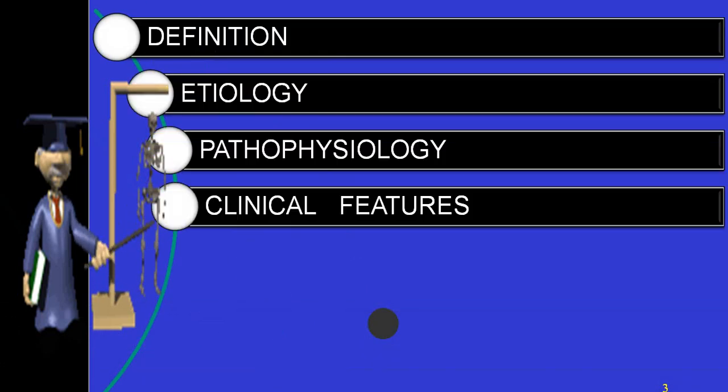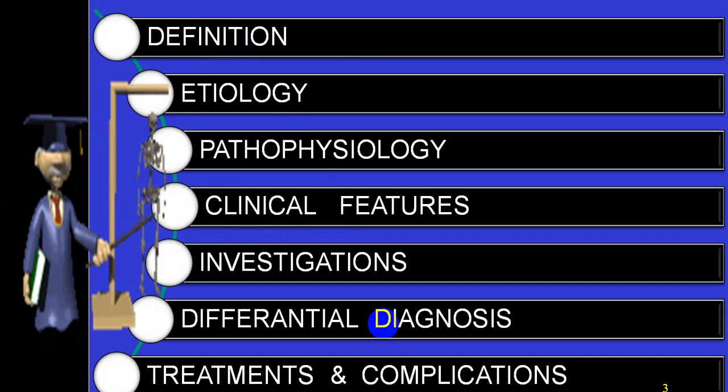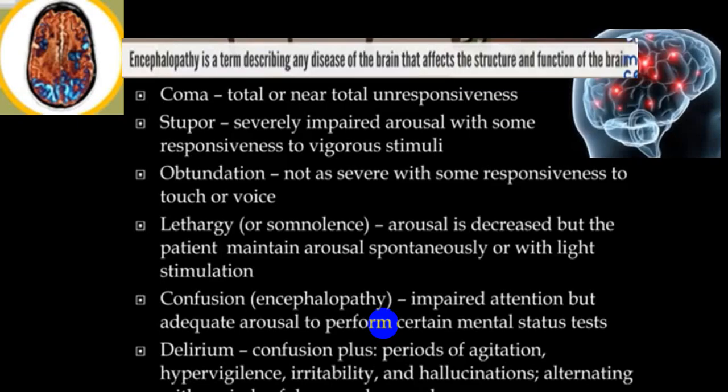We'll be discussing under this heading because this becomes a very close differential diagnosis of many conditions, but one of the closest conditions is encephalitis. So encephalopathy is a term which describes any disease of the brain that affects the structure and function of the brain.